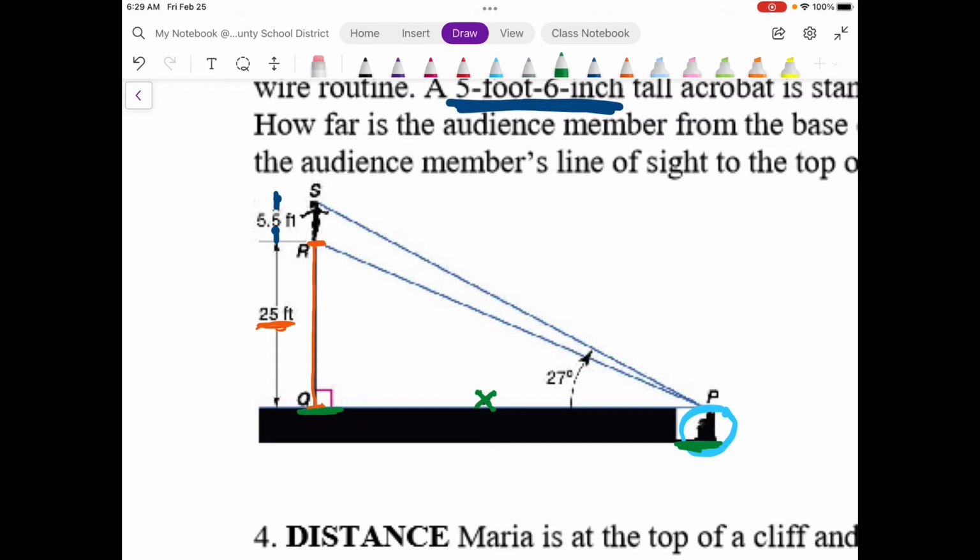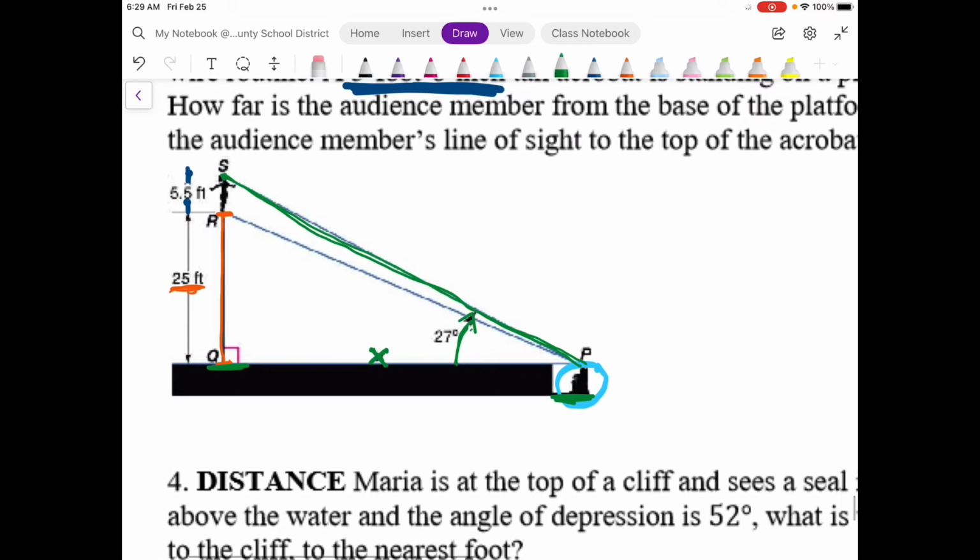So this matters because we need to use this information. We want to know from the top of the acrobat's head all the way down to the line of sight. This is an angle of elevation of 27 degrees. You don't have to redraw the triangle, but I'm going to redraw it so we can really see what's going on. We know we are looking for x down here. This is a 27-degree angle, and I don't need to do anything with it because it's an angle of elevation, so I'm just going to use it just like it is.